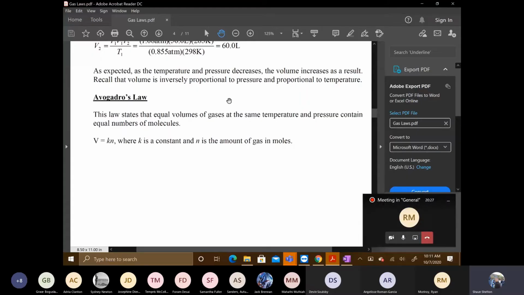Avogadro's law. Let's do this. So Avogadro's law, there's no calculations involved, but what Avogadro's law talks about is the volume of gas in relation to the moles of gas. And a great example here is a balloon. This is the best example I can give you.